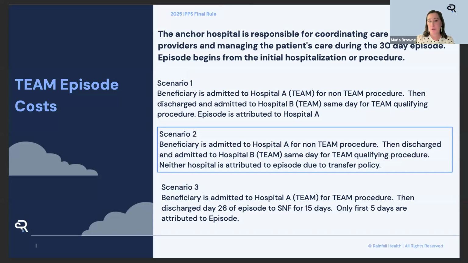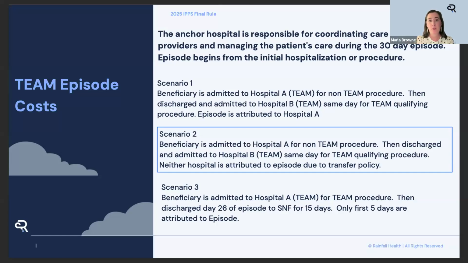I do want to go through a few examples. These examples are taken straight from the final rule, but it helps to illustrate the nuances of anchor, what constitutes when the episode actually starts, and what could be involved in that. So let's run through these 3 examples.